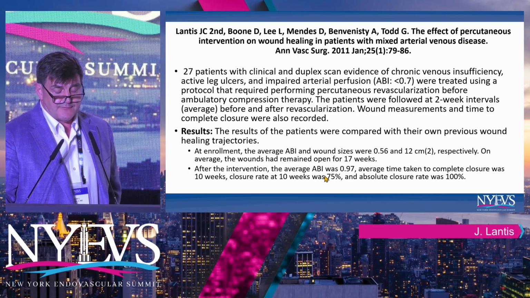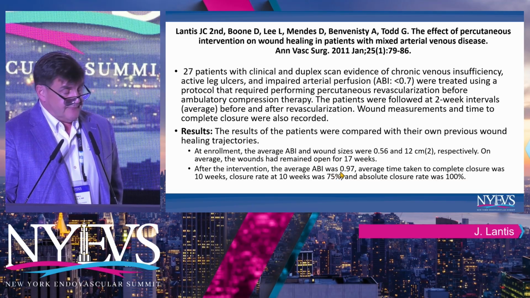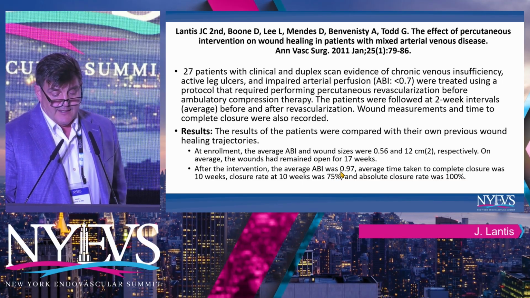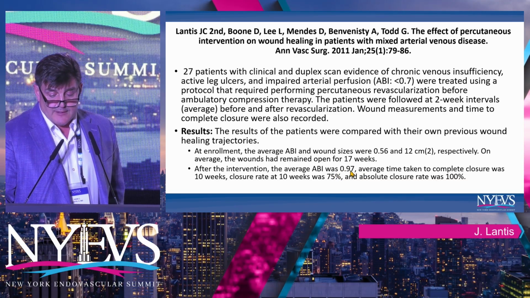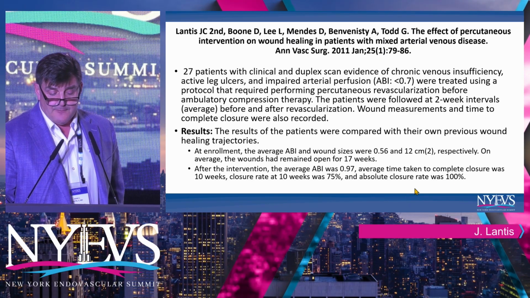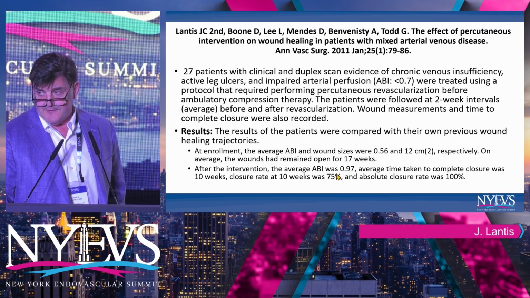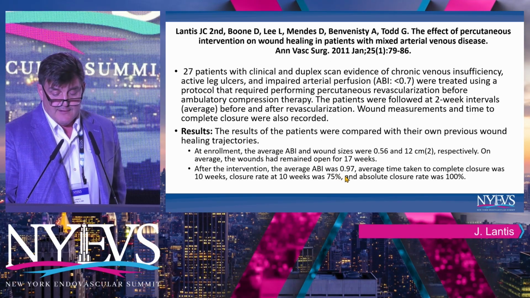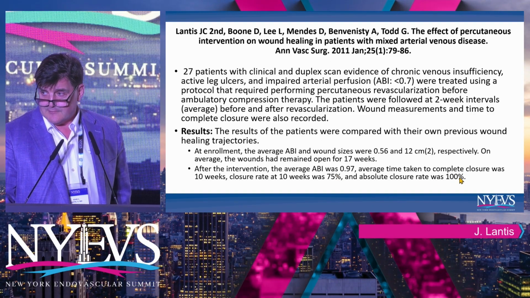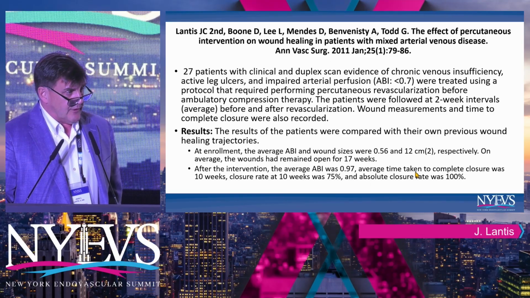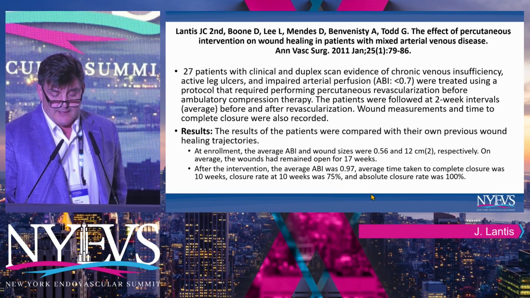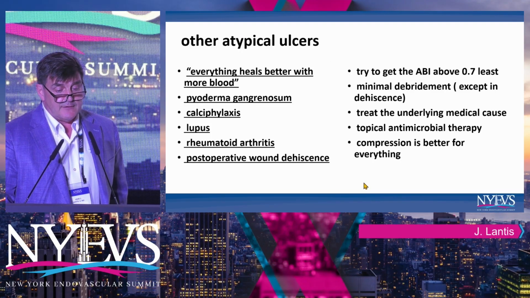This was published in Annals of Vascular Surgery. We intervened on them. All of them were intervened on percutaneously, and we improved their ABI to 0.97. Same patient population, right? So this same patient population, 75% of them closed within 10 weeks, and 100% of them closed absolutely. So if you have a patient with marginal ABI, this is just one of the publications that supports going ahead and doing that.